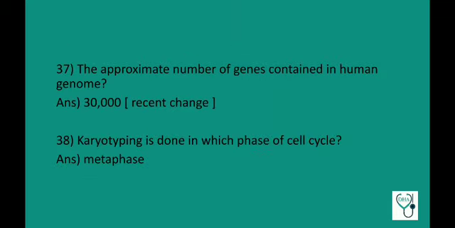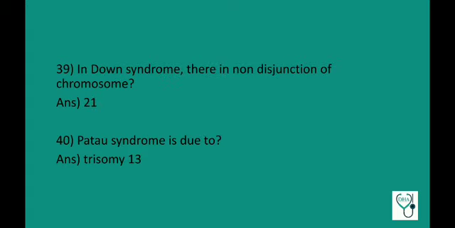The approximate number of genes contained in human genome: 30,000. This is a recent change in Robbins' textbook. The previous answer was 1 lakh. Karyotyping is done in which phase of cell cycle? Metaphase. In Down syndrome, there is non-disjunction of chromosome 21. Patau syndrome is due to trisomy 13.